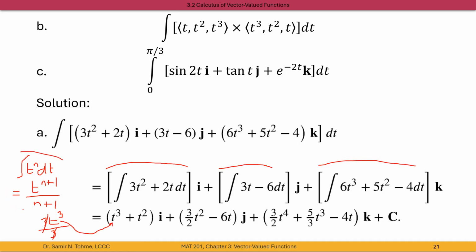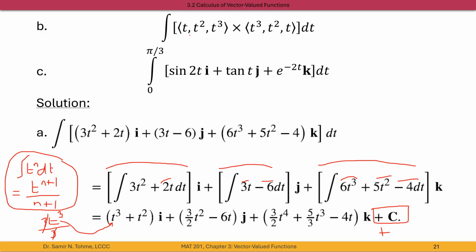Apply this integration rule for each one, for 2t, for 3t, for 6, 6t cubed, 5t squared, and minus 4. You're gonna get this vector. Don't forget to add plus the integration constant plus c, and this is a vector. Don't forget to put a vector for c.